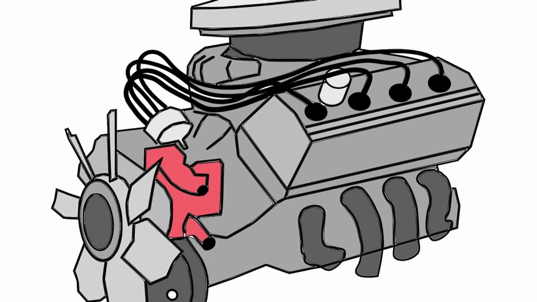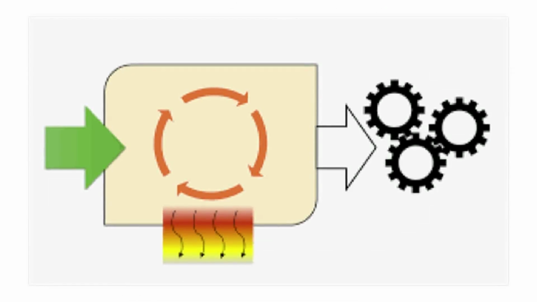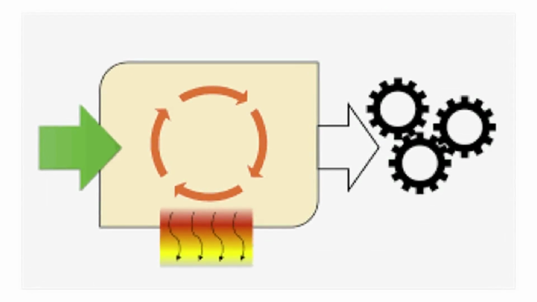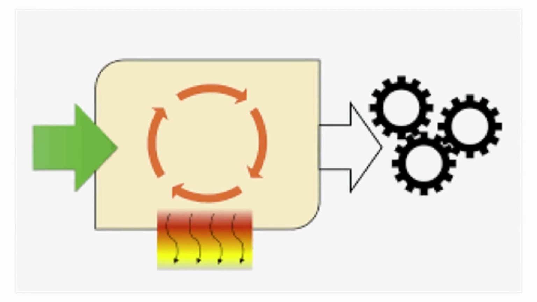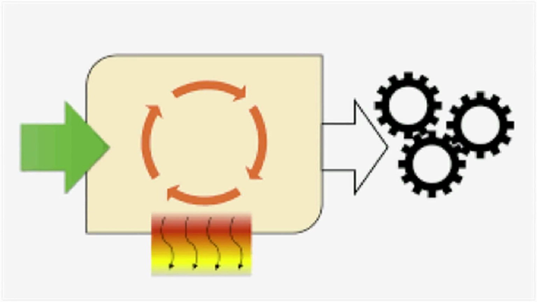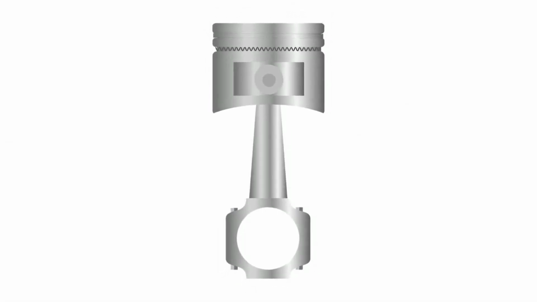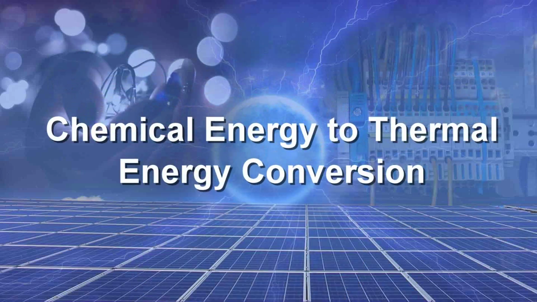In this type of engine, fuel is burned inside a combustion chamber to produce heat that is used to power a piston. A piston is then used to turn a crankshaft, which generates mechanical energy that is used to move the vehicle.